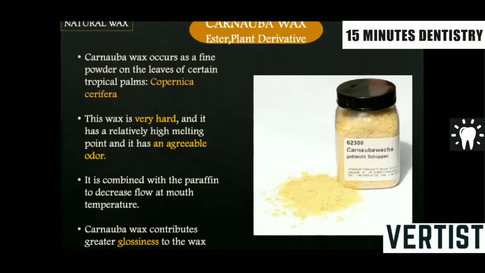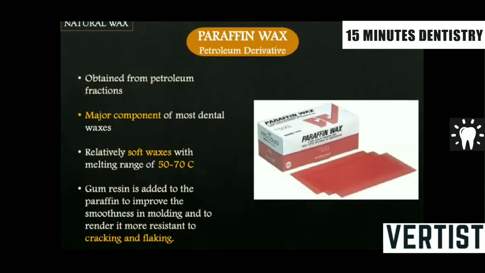So first is the Carnauba wax, which is an ester derivative from a plant, and it is very hard and has an agreeable odor, but it decreases the flow at mouth temperature, but it gives a very good gloss. Next is another natural wax called the Paraffin Wax. It is a petroleum derivative and it forms a major component of most of our dental waxes. It is a soft wax with a melting range of 50 to 70 degrees Celsius. But it renders our dental waxes more resistant to cracking and flaking, and therefore it is added to most of our waxes.